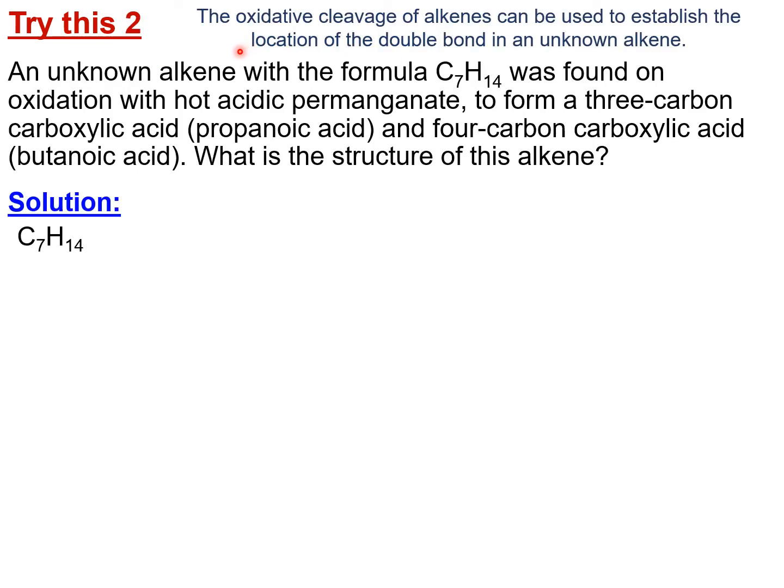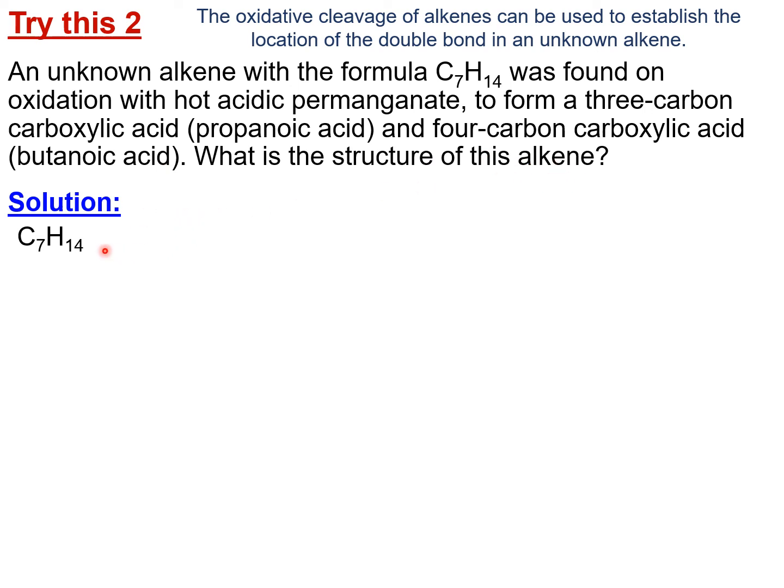Okay, so let's try this out. Dia bagi tahu kat sini the oxidative cleavage of alkenes can be used to establish the location of the double bond in an unknown alkene. Okay, cuba kita tengok soalan ni. Dia bagi tahu kat sini an unknown alkene with the formula C7H14 was found on oxidation with hot acidic permanganate to form a 3-carbon carboxylic acid, which is propanoic acid, and 4-carbon carboxylic acid, which is butanoic acid. So what is the structure of this alkene?